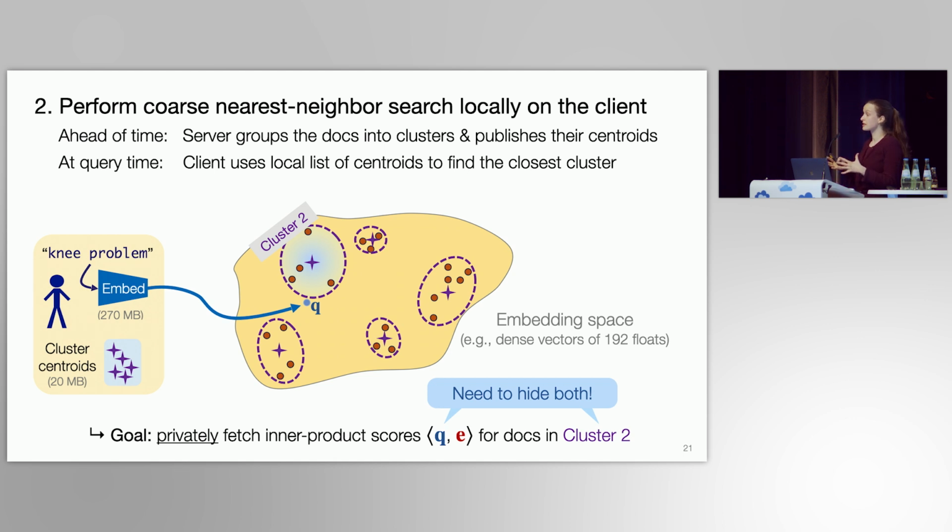But here, really crucially, for privacy, we need to protect 2 pieces of information. Right? First, we need to protect this query embedding q, because this leaks a ton about what the original query string was. And second, we also need to protect the identity of the cluster that we're searching over. Because again, these clusters are grouped by topic, so cluster 2 here might be the medical conditions cluster, and we really can't leak this bit of information to the servers.